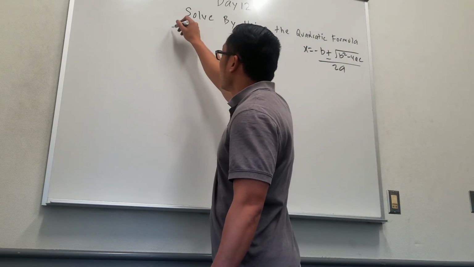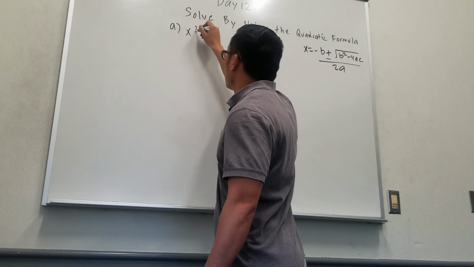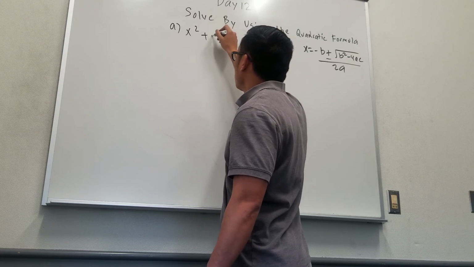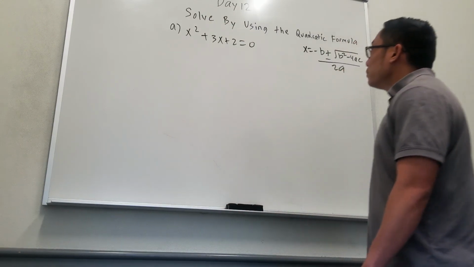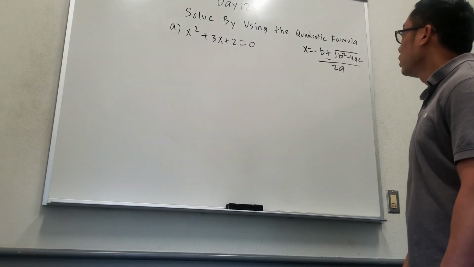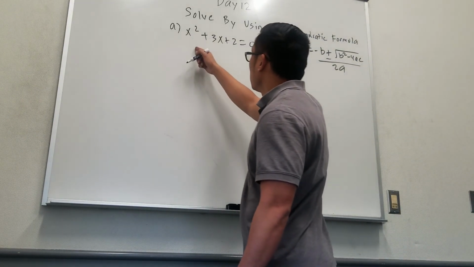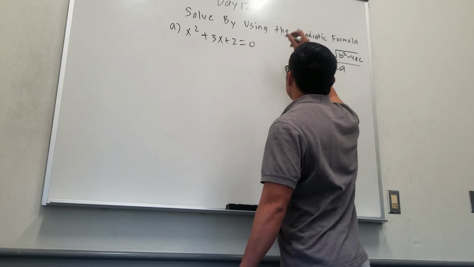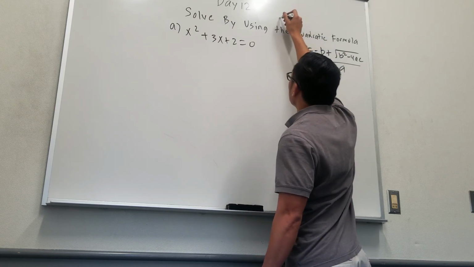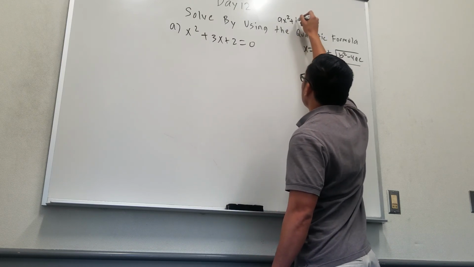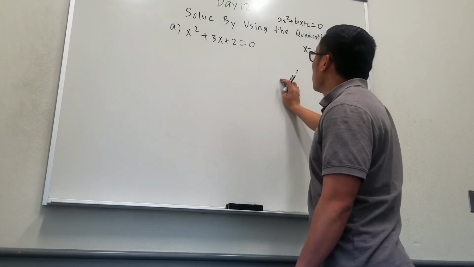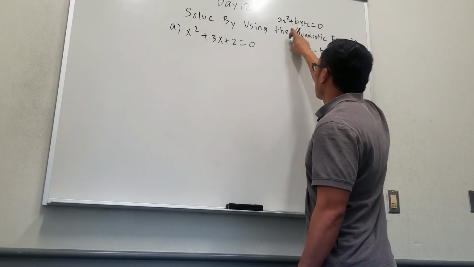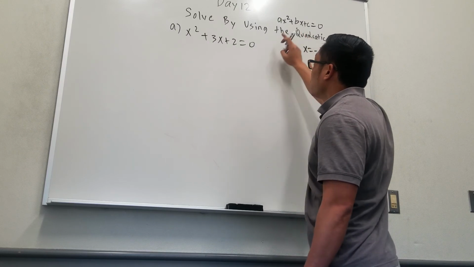So let's do x squared plus 3x plus 2. Let's use the quadratic formula. How do I use it? I gotta determine this, right? So I'm gonna actually use it here: ax squared plus bx plus c is equal to 0. If you were wondering where this has come from, it came from here.